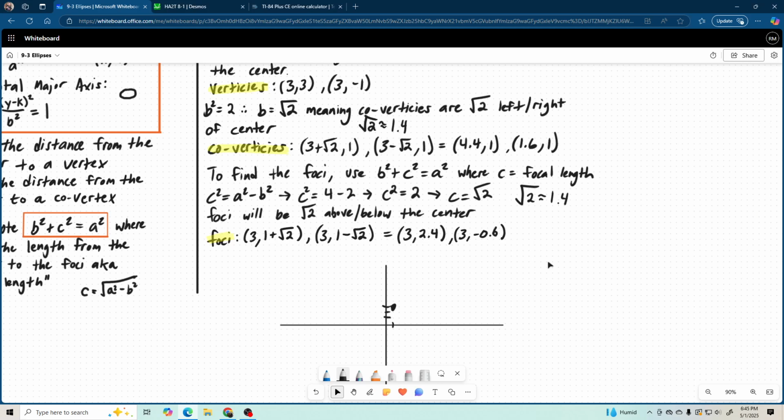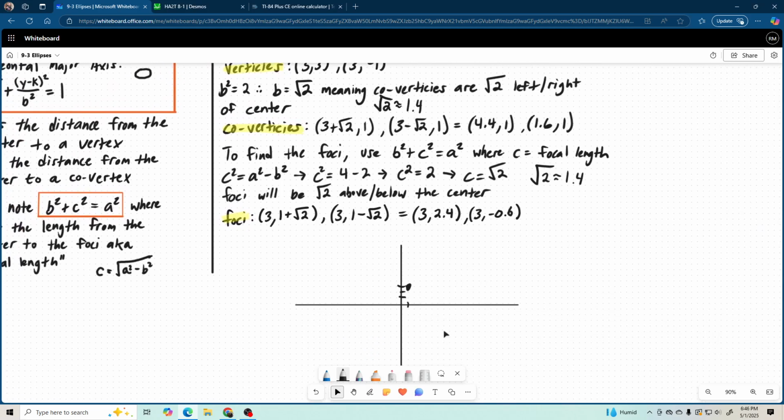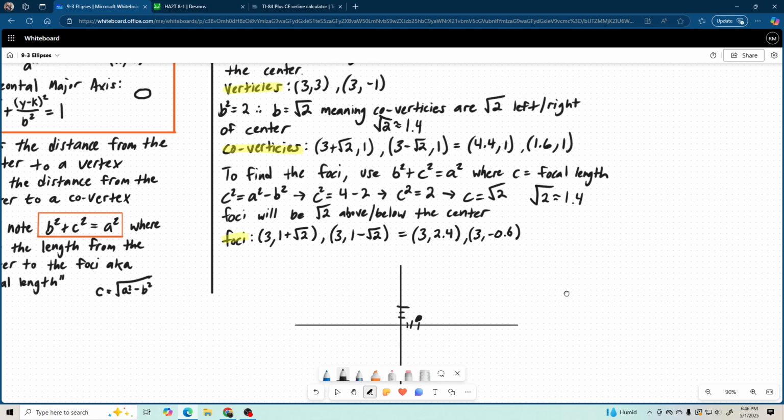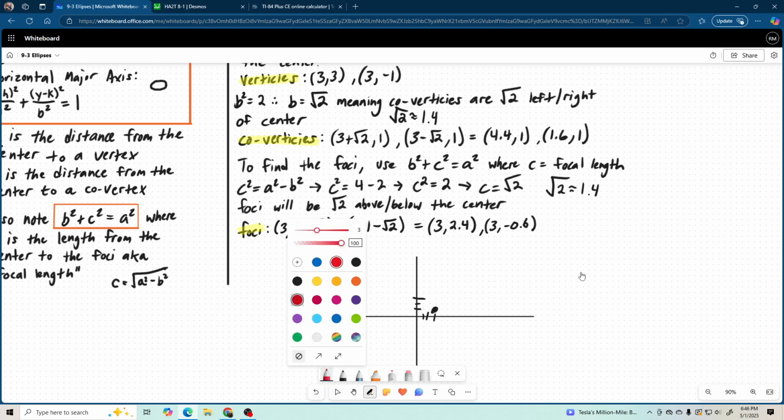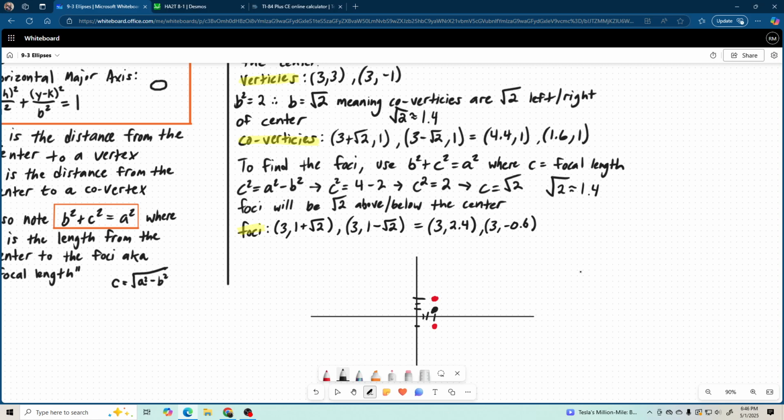Wait, 3 comma 1. Would help if I could plot this right. That's all right. We'll need those points anyway. All right, so 3 comma 1. So our center is here. There we go. And then our vertices are at 3, 3, and 3, negative 1. So 3, 3 would be our first vertex, which we can put, let's do it in red just like we did before. 3, 3 would be here. 3, negative 1 would be here. This would be negative 1.